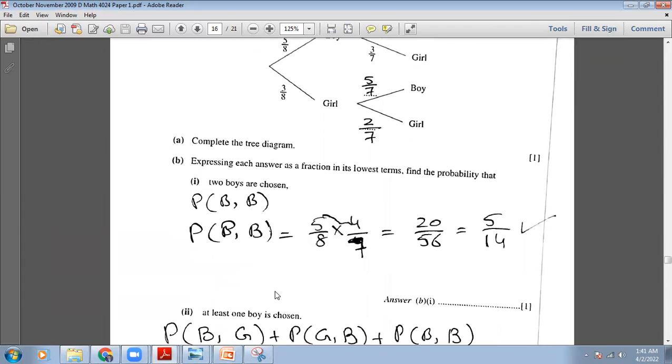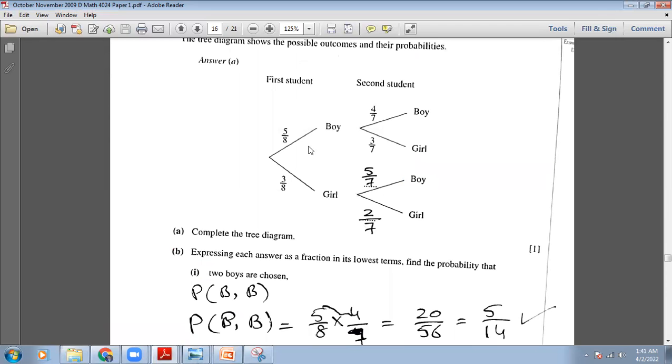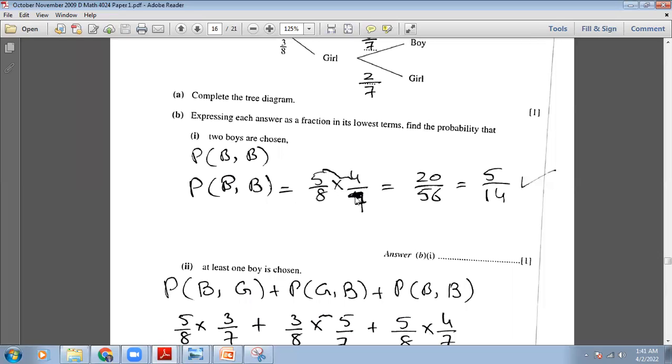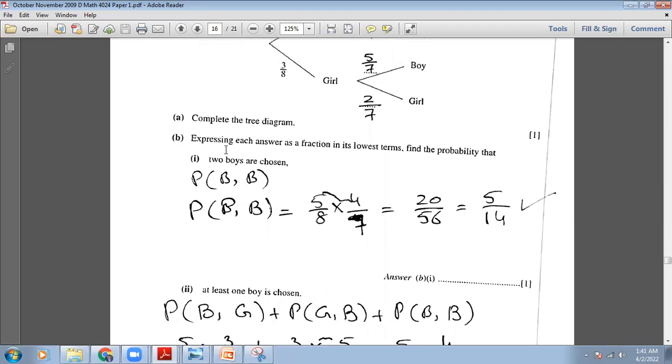And then he says, express each answer as a fraction in its lowest term. Find the probability that 2 boys are chosen. So they are asking us to find out the probability of boy, comma boy. The 2 boys are chosen. So the boy, comma boy will be 5 by 8 multiplied by 4 by 7. So it will be 20 divided by 56. Cancel it with the table of 4. You will have 5 divided by 14. So the probability of getting 2 boys will be 5 by 14.